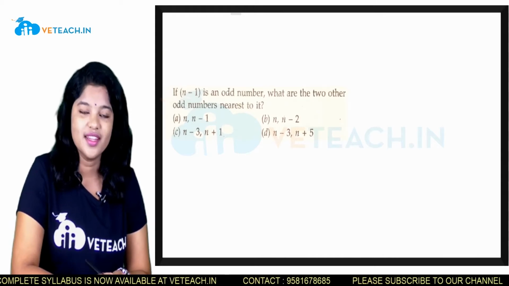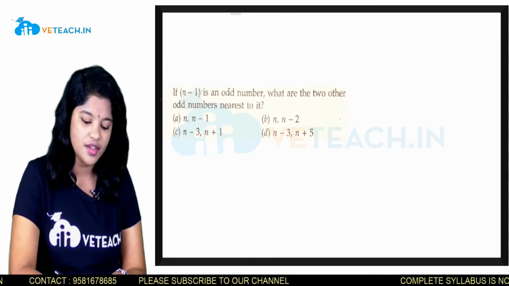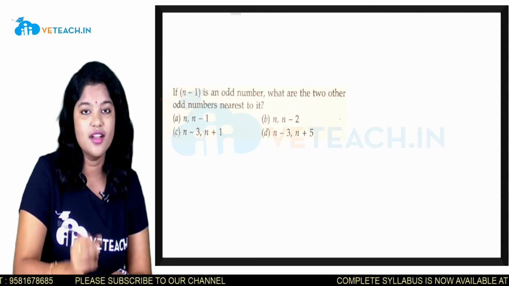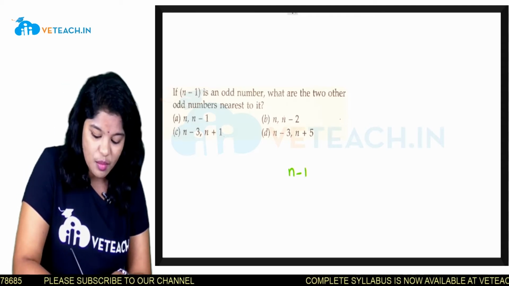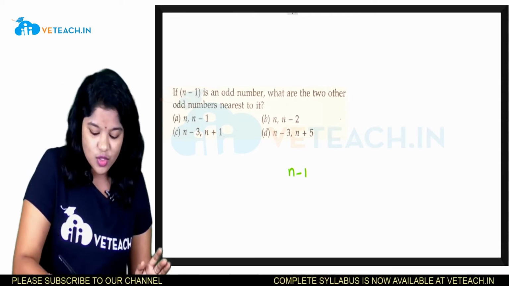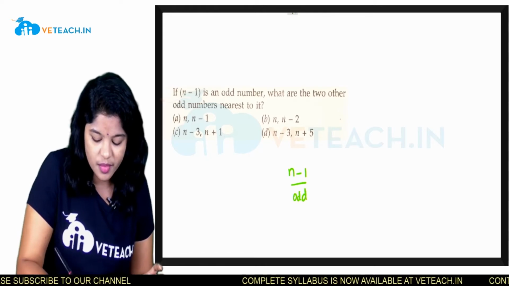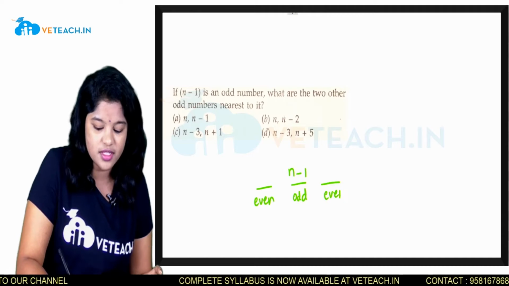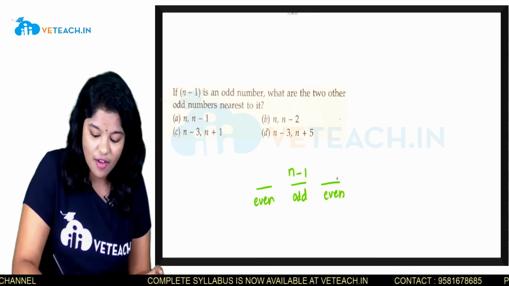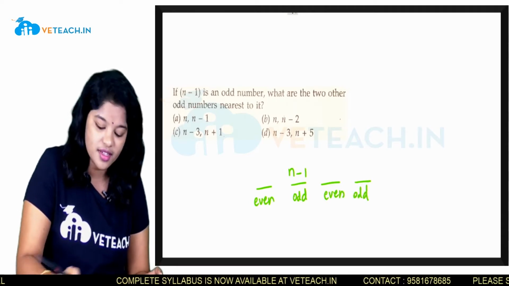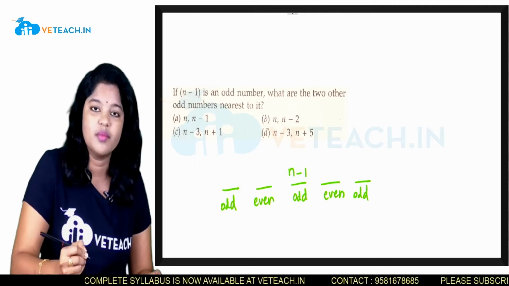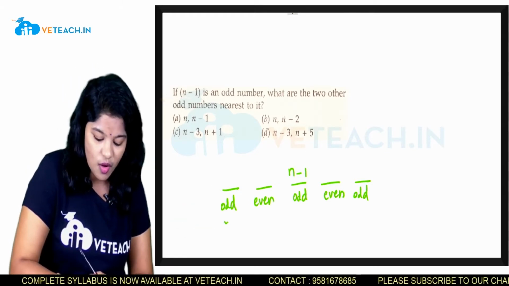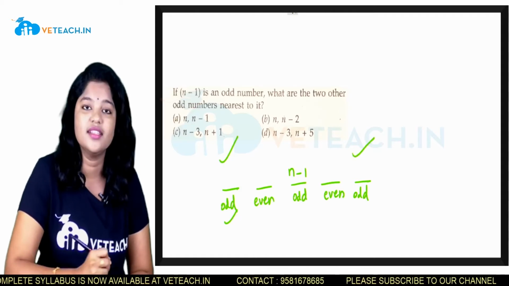See the next question. If n minus 1 is an odd number, what are the two other odd numbers nearest to it? So they have given that n minus 1 is an odd number. Whenever we have an odd number, the number after and before will be even numbers, right? And the number after an even number will be an odd number. So we should find two other odd numbers nearest to it.